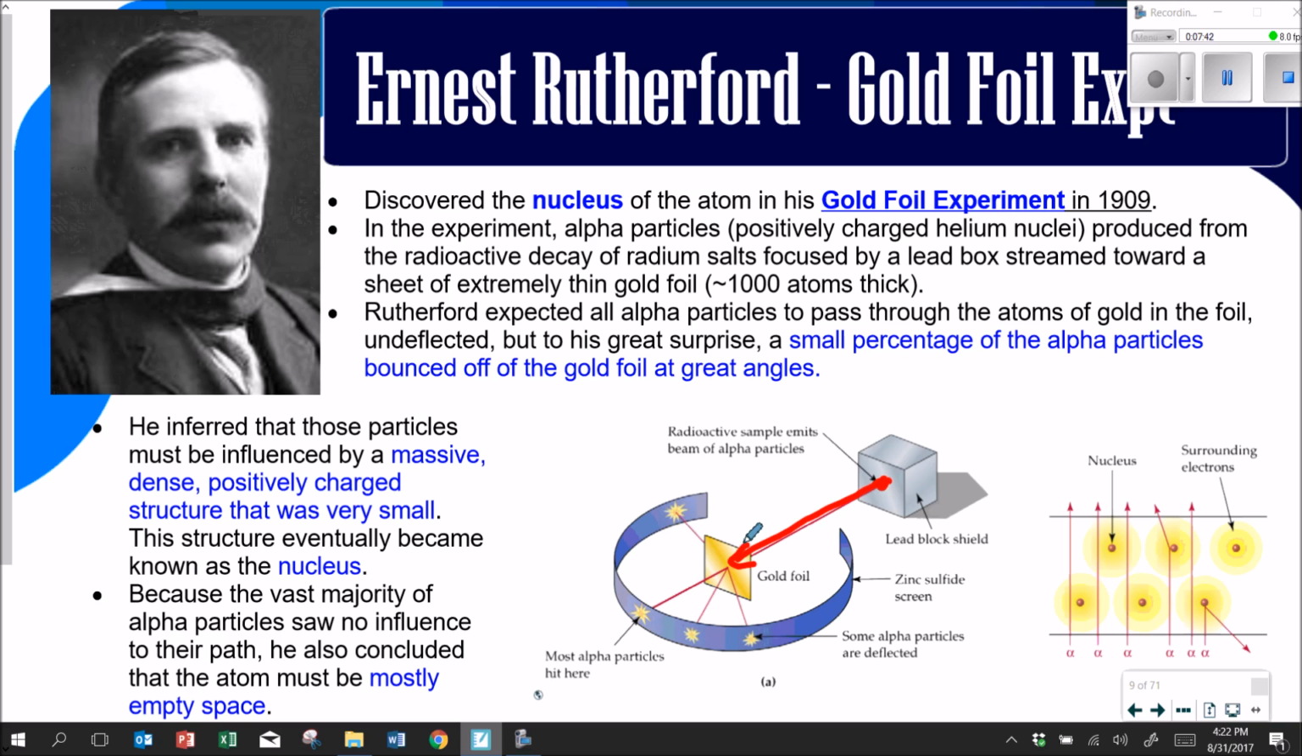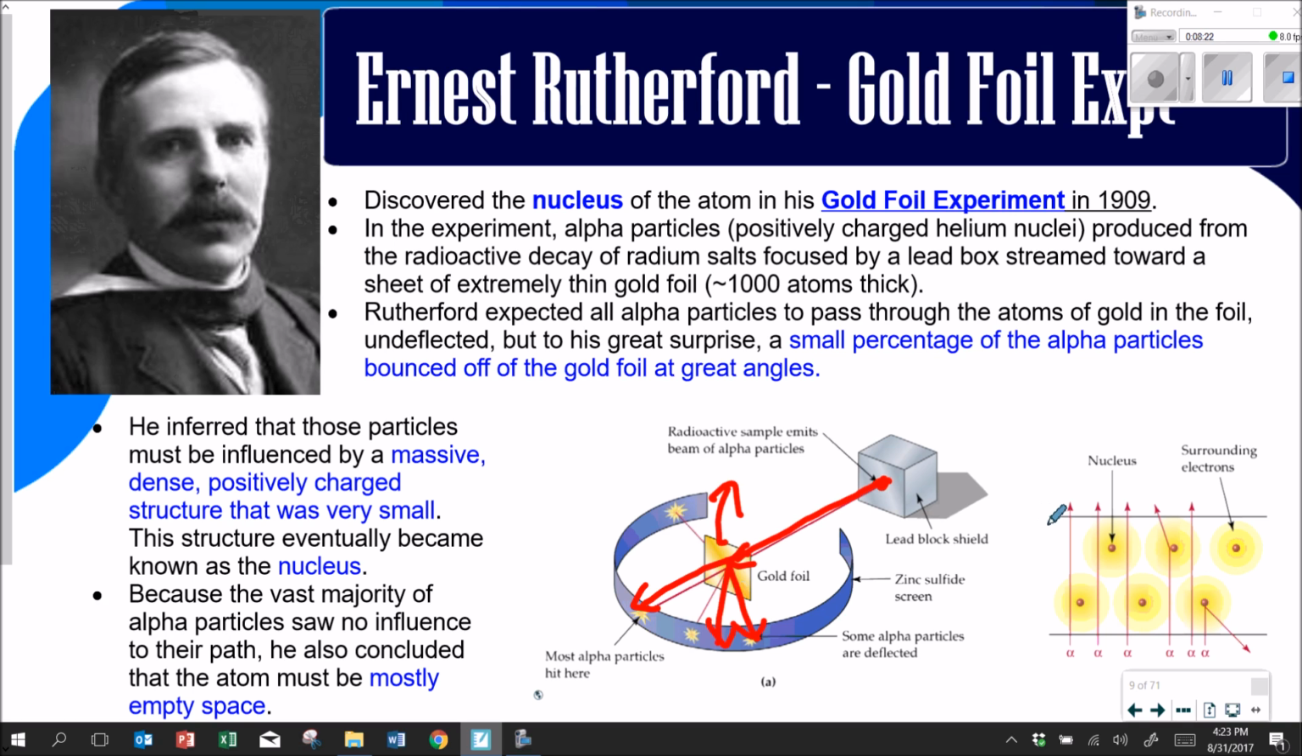Based on the Plum Pudding model of Thompson, he expected that the mass and charge of the gold atoms would be evenly distributed, so that the alpha particles should go through the gold foil undeflected. But much to his surprise, some alpha particles were actually deflected back completely and bounced back, and some were deflected at large angles. So what he concluded was that the alpha particles must be hitting a very small, dense, positively charged structure with a very large mass. And this structure is what became known as the nucleus.